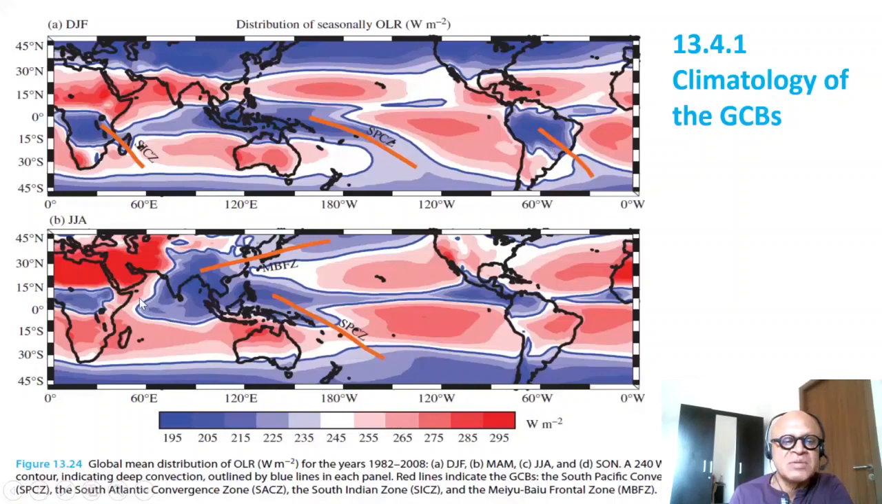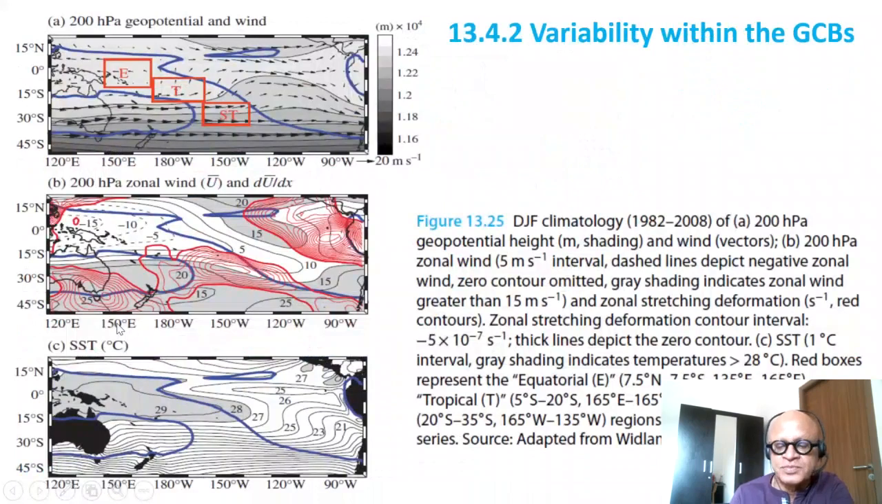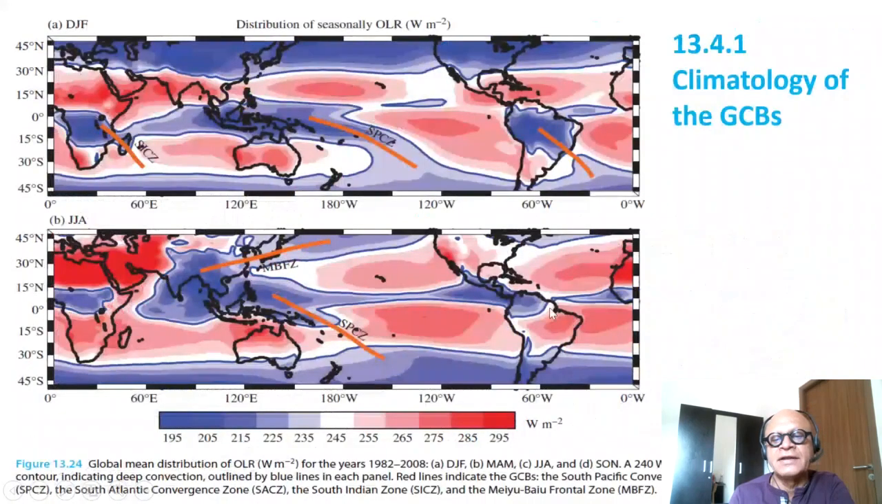Obviously, when you go to the summer, those weaken. This almost disappears, and also the SACZ disappears. But you can see that there is a continental rainfall here that may be an anchor, and there is continental rainfall here, the Maritime Continent and Australia, which may be an anchor. We will see that as one of the theories. The same here for the SICZ as well.